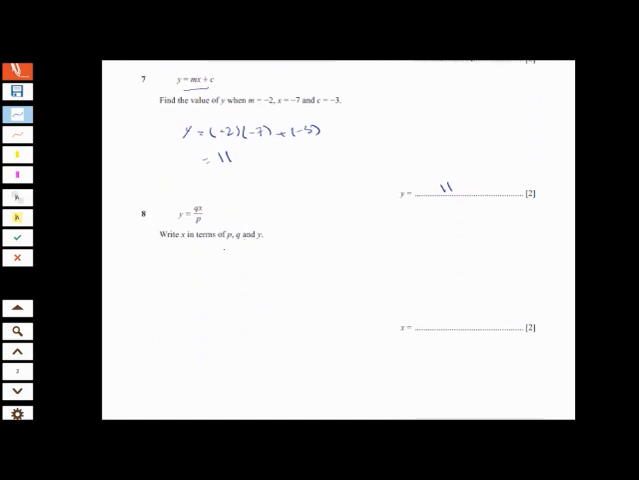Write x in terms of p, q, and y. Easy. Multiply both sides by p to get rid of the denominator, so you end up with yp equals qx. And now you want to get rid of q to leave x alone, so divide both sides by q. And that would be the value of x in terms of p, q and y: yp over q.